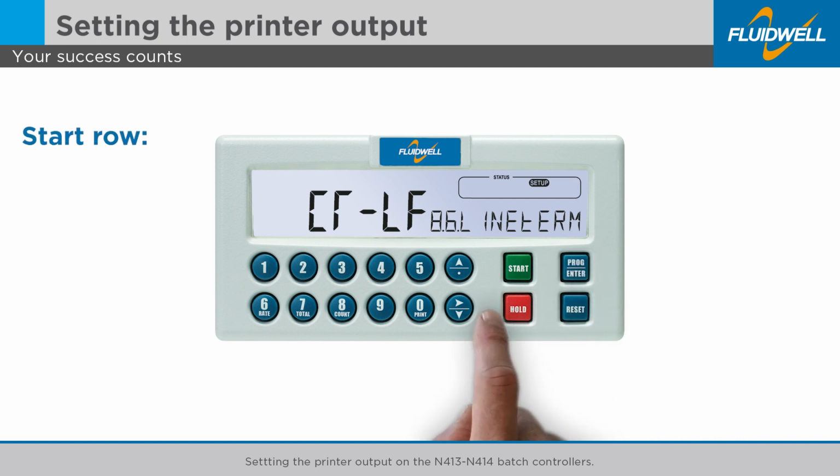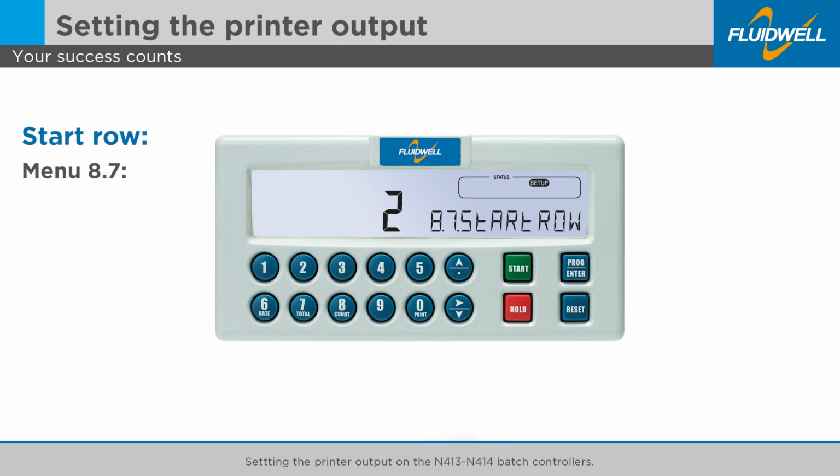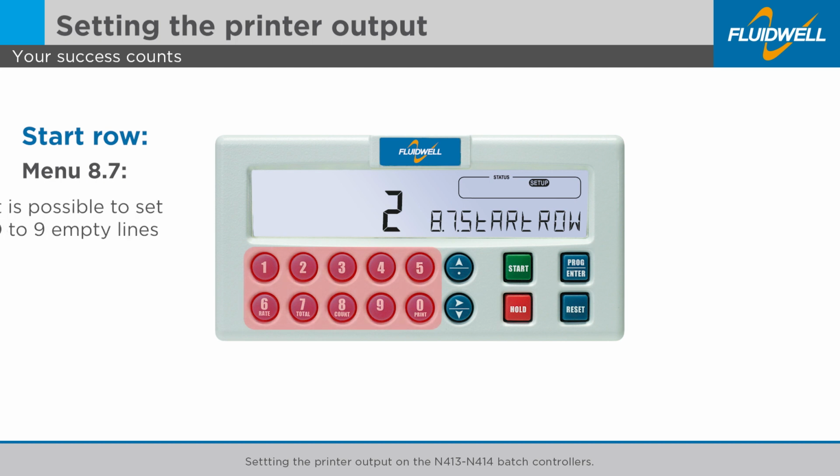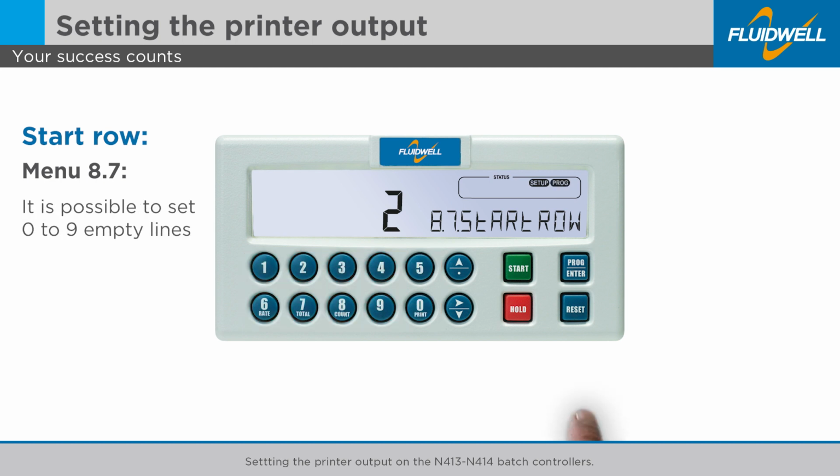Use the arrow up button to go to Menu 8.7 Start Row to define the number of empty lines before printing a receipt. Press Prog to change this setting. You can use the numerical keypad to enter the required setting. Press Prog to store this setting.